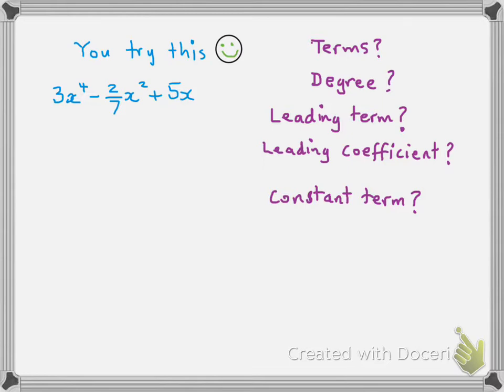So what did you do? Here is what I have done. Here, there are 3 terms in this polynomial. The degree of the polynomial is 4, that's the highest exponent. The leading term is 3x to the power 4. The leading coefficient is 3. The constant term is 0, or you can say there is no constant term, because it's just not there.